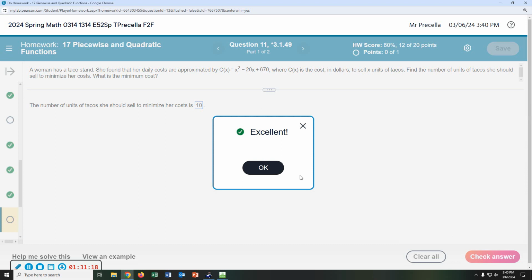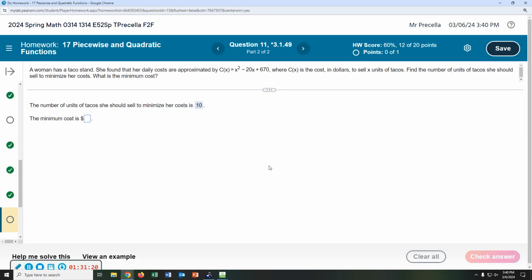I bet you now they want to know, what is that minimum cost? What is that minimum cost? Once you know the x value, how do you find the y value? Switch over.